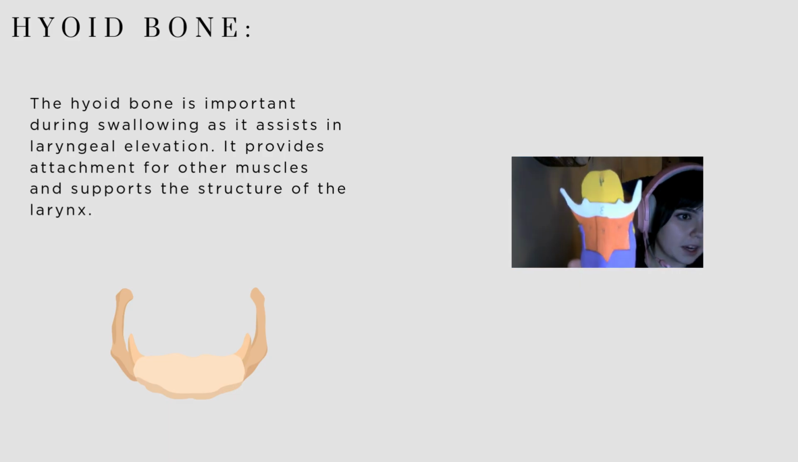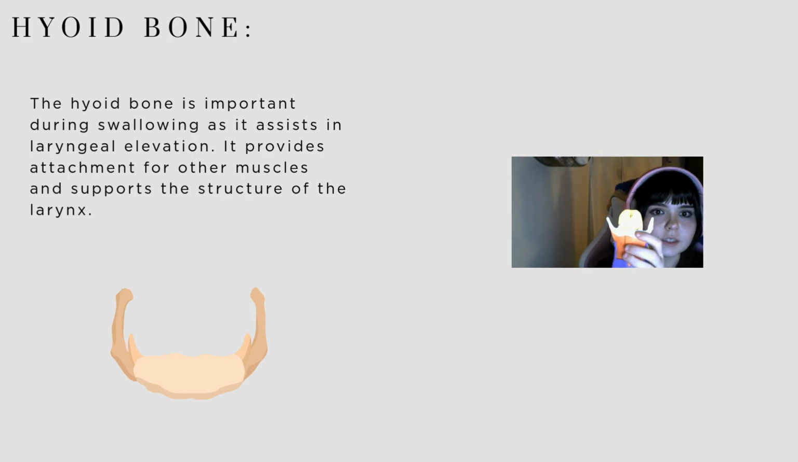Okay, so the hyoid bone, which is number 3 right here, is important during swallowing because it assists in laryngeal elevation when we swallow, and it provides attachment for other muscles and supports the structure of the larynx. The hyoid is also pretty cool because it is basically the only floating bone we have in our body, meaning that it doesn't attach to other bones. It just is floating from the muscles, and it helps with the attachment of those muscles. So it's a pretty cool structure within the larynx.